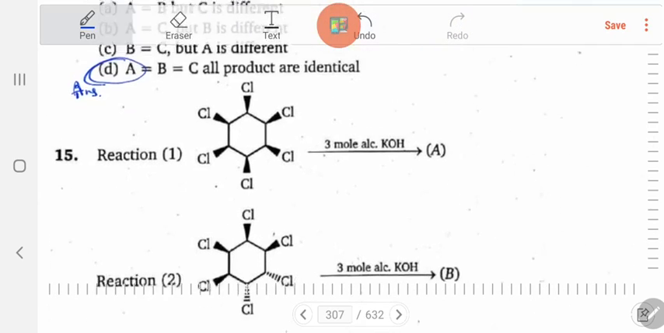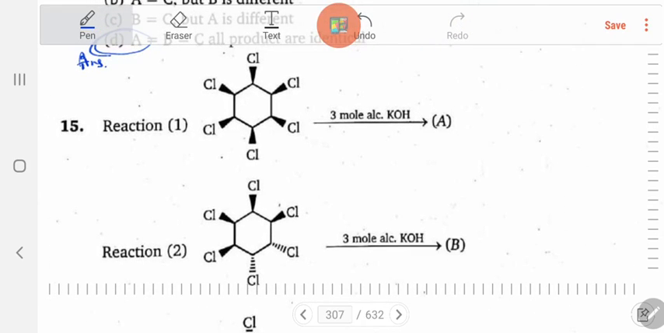Next, question number 15. Here they are using 3 moles of alcoholic KOH, of course followed by heating. Now if this chlorine is above the plane, hydrogen will be below the plane. Then this chlorine and this hydrogen obey the anti-periplanar condition. So HCl is lost. So when the first HCl is lost, you will get a double bond here and a chlorine here. Next, remaining systems as it is.